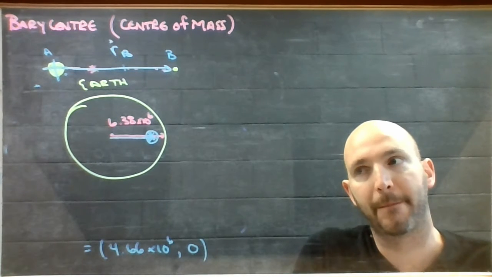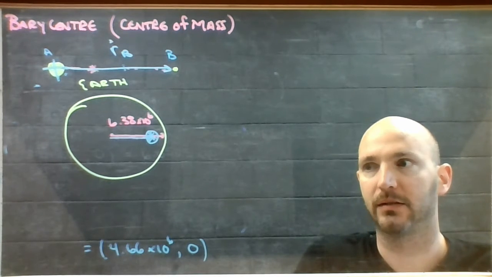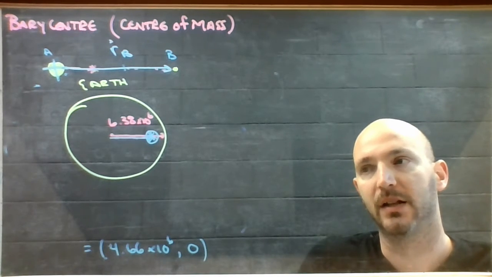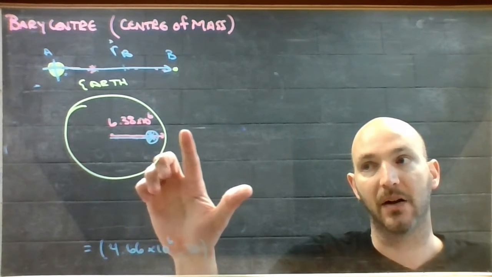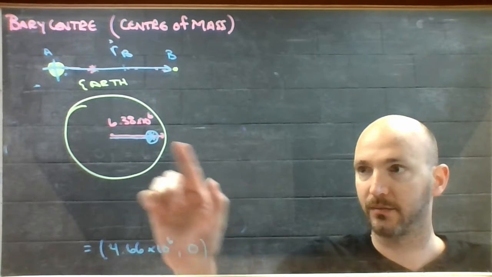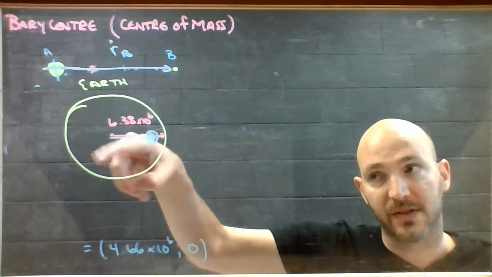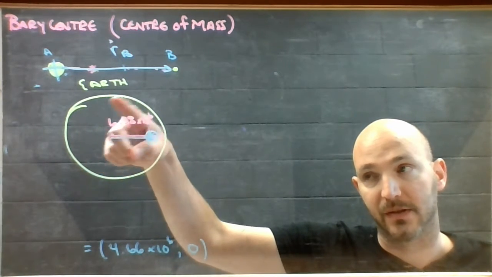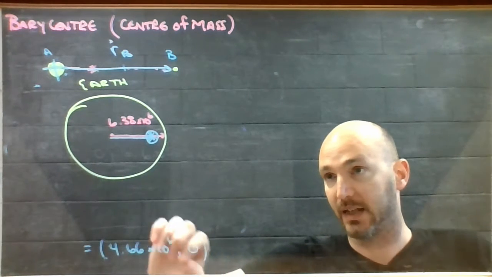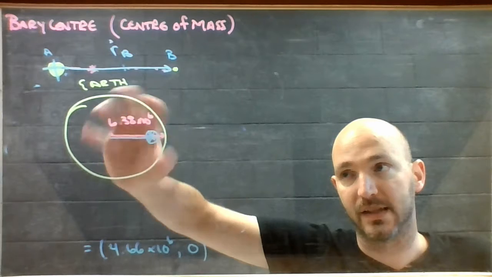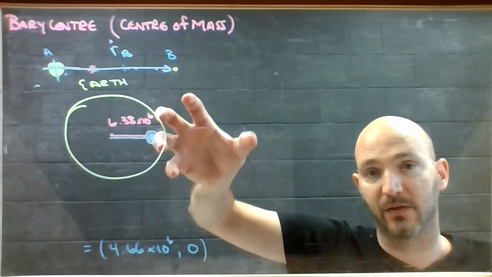So the Moon is almost massive enough and almost far enough away to be able to bring the center of mass of the Earth-Moon system above the surface of the Earth. Not quite, but close. So as the Earth is turning once every 24 hours, the Moon and the Earth orbit each other once every 27 and a half days. And the Earth, while it's spinning around the circle, has to swing around that center of mass point.